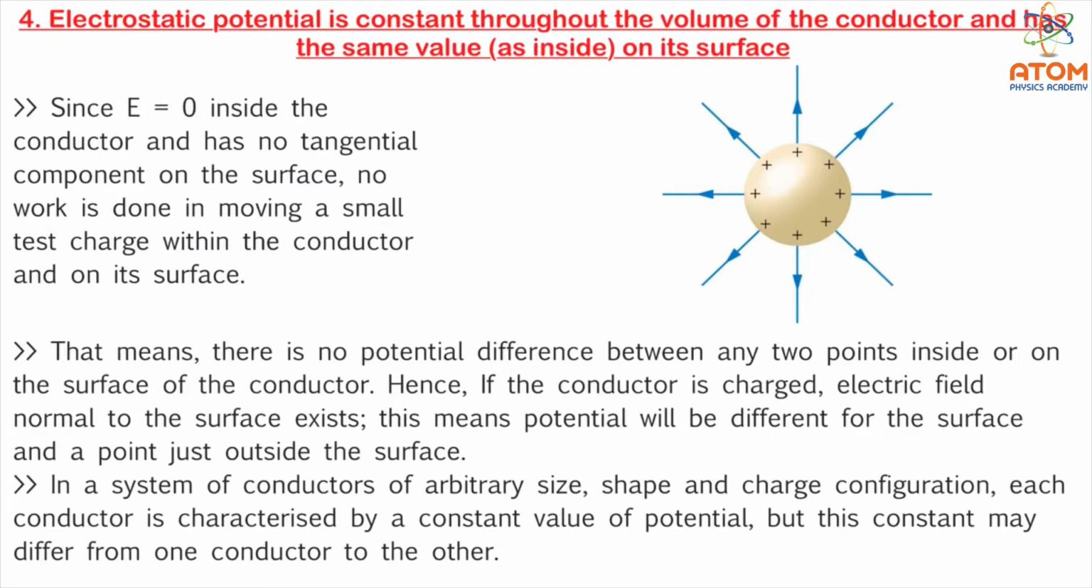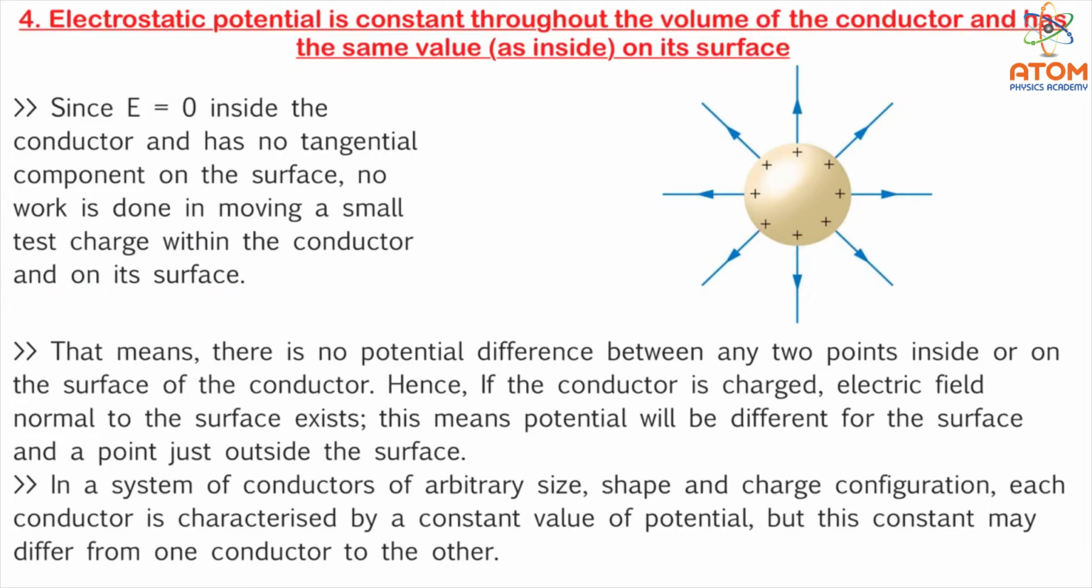Let us see. Here you can see this is a conductor and here we have shown all the charges on the surface, and these are the electric field lines coming out from this surface. Now because electric field inside the conductor is 0 and there is no tangential component on the surface, no work is done to move a small test charge within the conductor or on the surface.